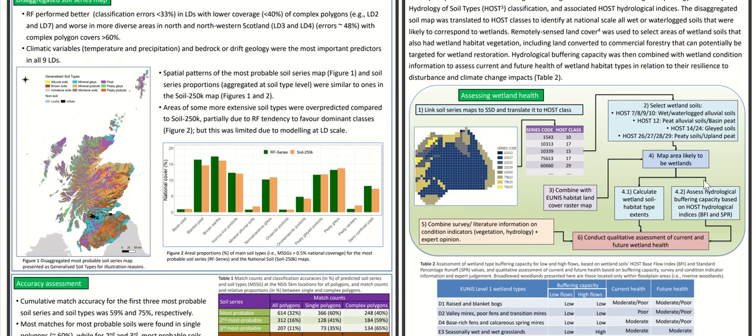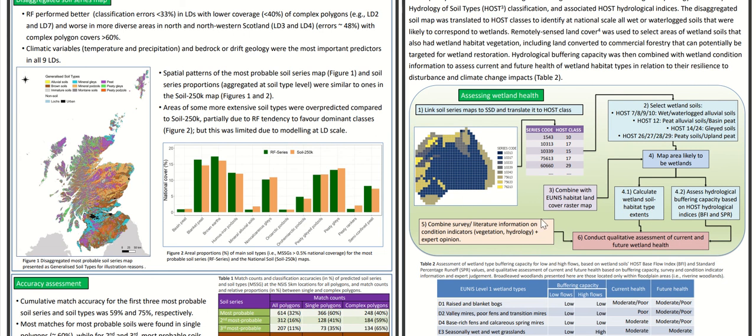And this was used in order to map the areas that were likely to be wetlands by combining with land cover information, in order to then calculate wetland soil habitat type extents and assess their hydrological buffering capacities based on host hydrological indices of low flows and surface runoff.